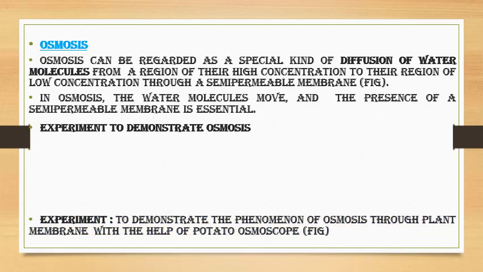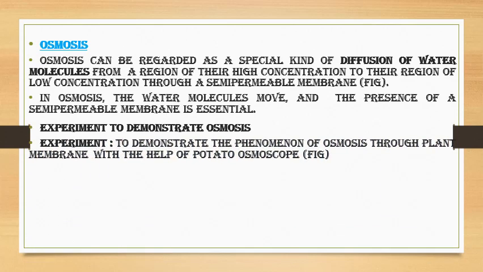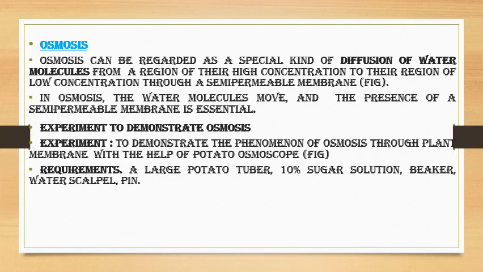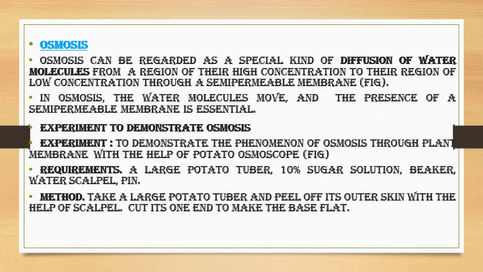Experiment to demonstrate osmosis. Experiment to demonstrate the phenomenon of osmosis through plant membrane with the help of a potato osmoscope. Requirement: a large potato tuber, 10% sugar solution, beaker, water, scalpel, pin.